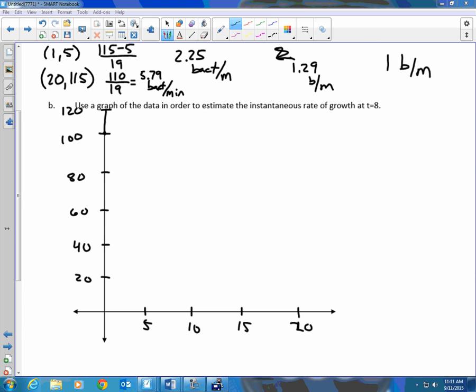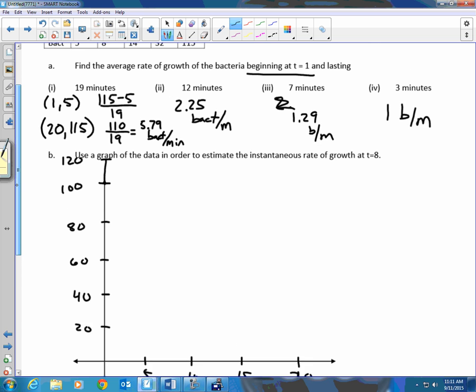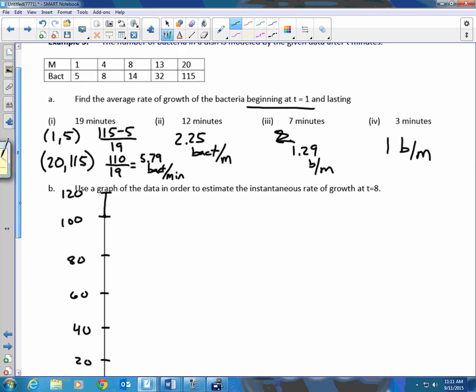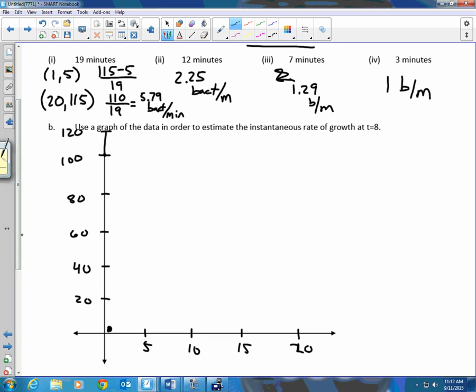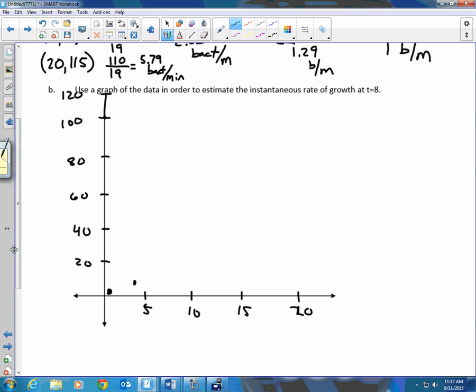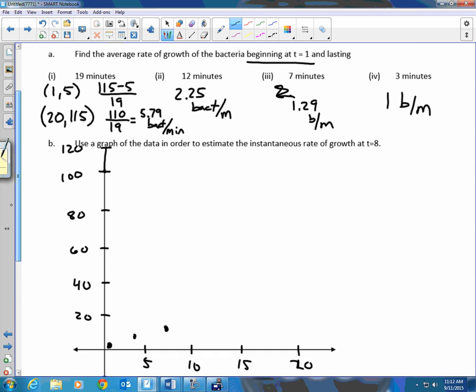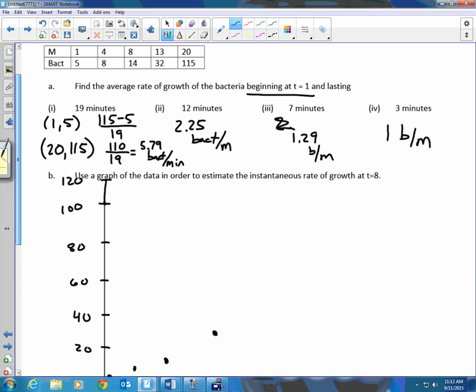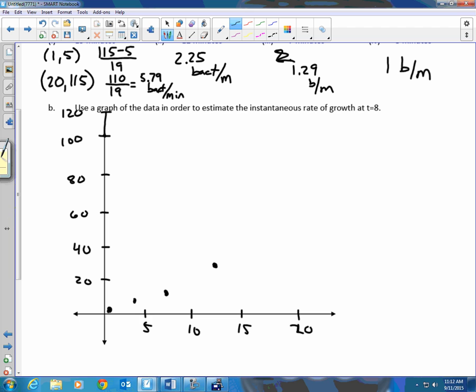So use a graph of the data in order to estimate the instantaneous rate of growth at time equals 8. We'll make a graph. At 1 minute, I have 5 bacteria. So I have a point way down there, we'll say. And then at 4 minutes, I have 8. And then at 8 minutes, I have 14. And then at 13 minutes, I have 32. And then is the last one 20? At 20, I have 115, so that's going to go way up here.